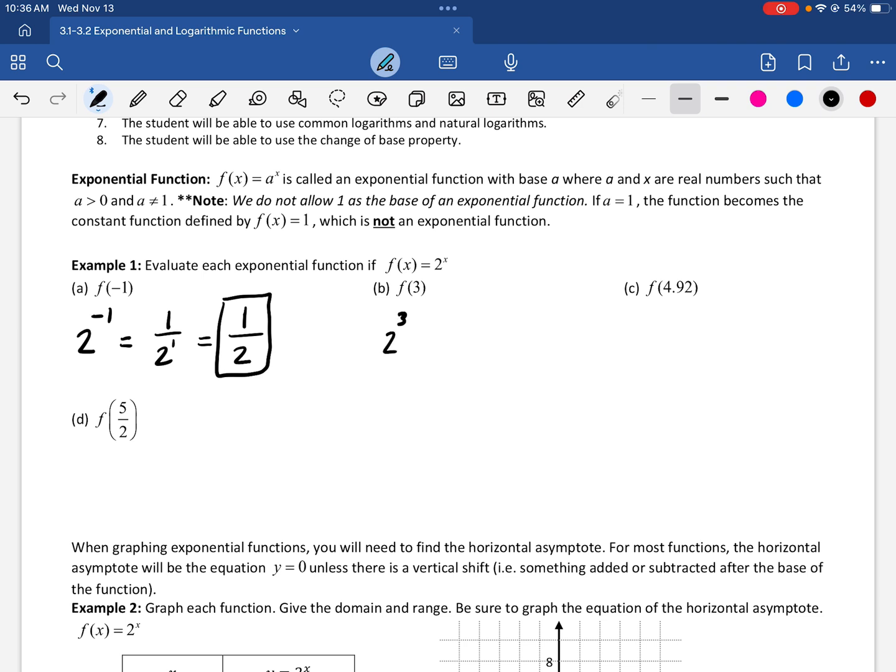For b, 2 to the third, basically that just means 2 times 2 times 2, which is 8.